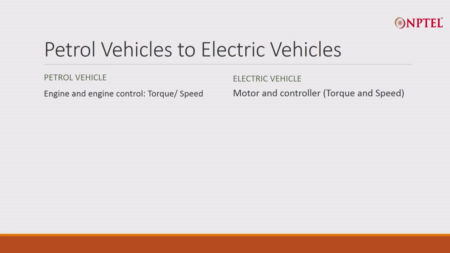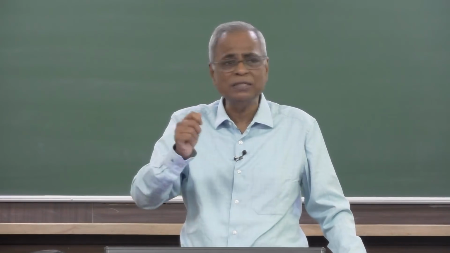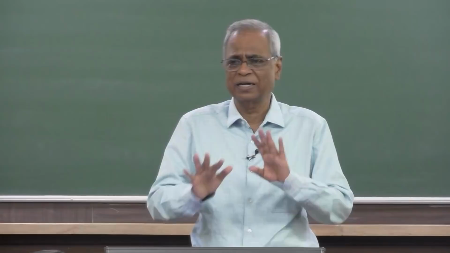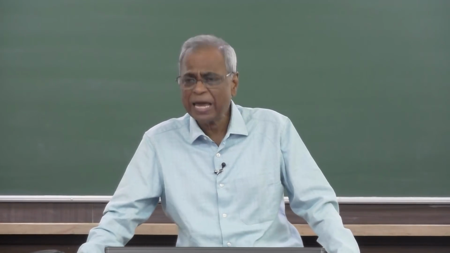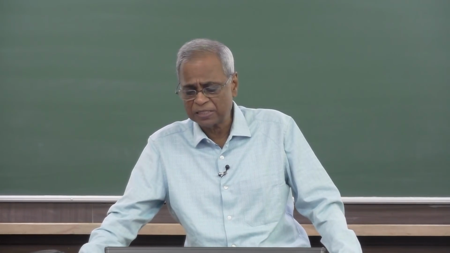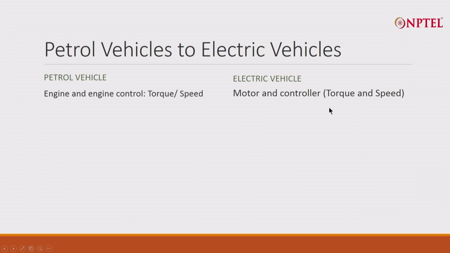So, what I will do is I will put petrol vehicle on one side, electric vehicle on the other side, and say what is replacing what. So, there was this engine and engine control. Remember, the engine control works by controlling the amount of fuel that goes in, and of course, accelerator and brakes. Today, that is being replaced by motor and controller. So, the most important thing, engine and engine control go away and motor and motor controller come.